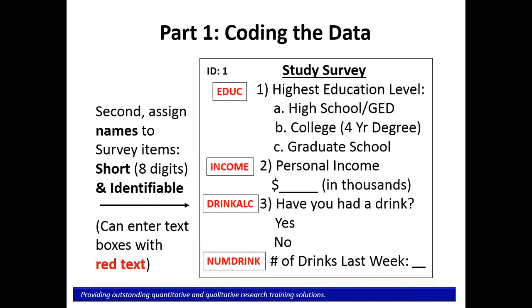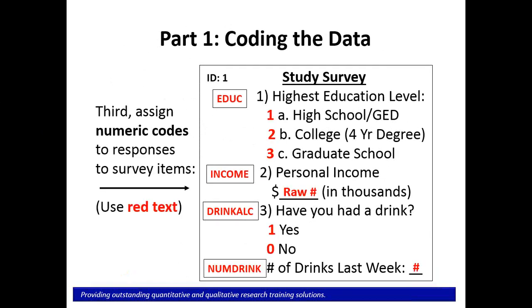And then, have you ever had a drink of alcohol? We just call drink alc. And the number of drinks last week, we just call num drink. Now, the names can't have spaces in between them, so it's just one long name. If you put spaces, the SPSS database won't accept them.